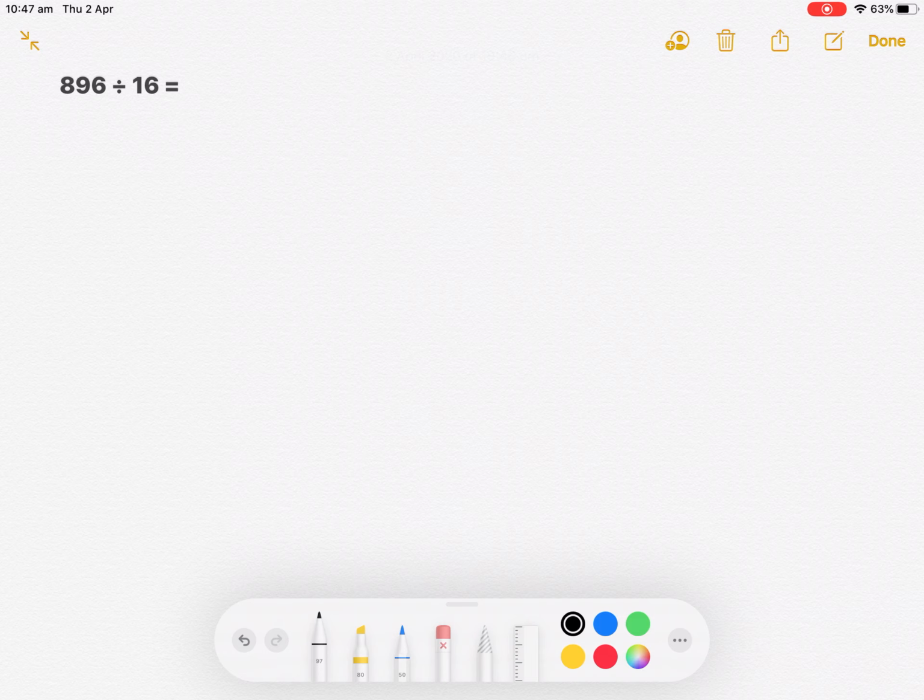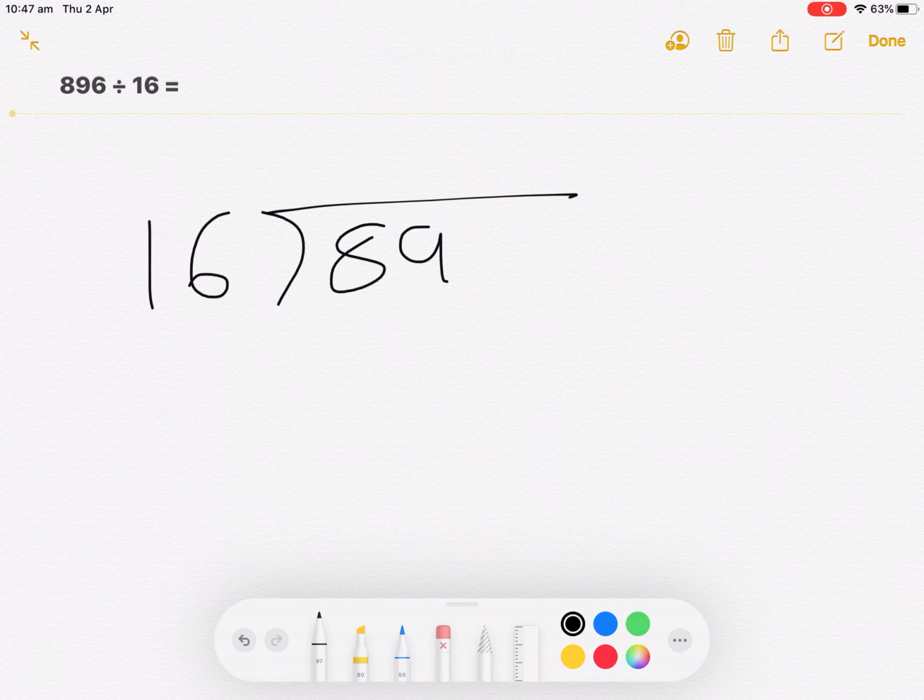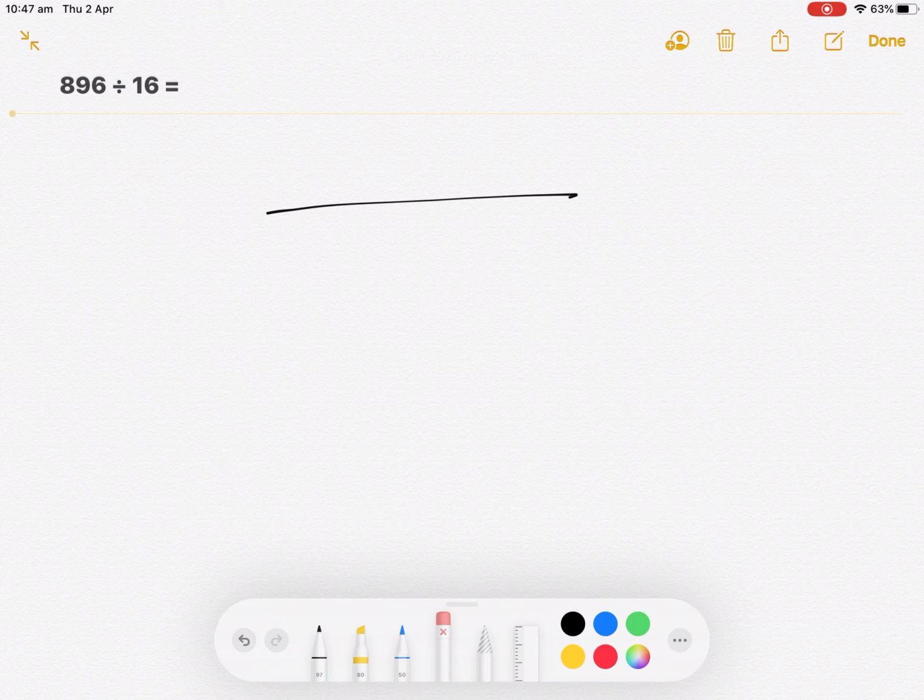short division, because you would end up trying to do 8 divided by 16, which wouldn't work. So then you'd end up trying to do 89 divided by 16, which, you know, it's difficult for us to be able to count up by 16s or know our 16 times tables. So a more efficient way of doing it is to look for known facts or factors that you can use to help you.